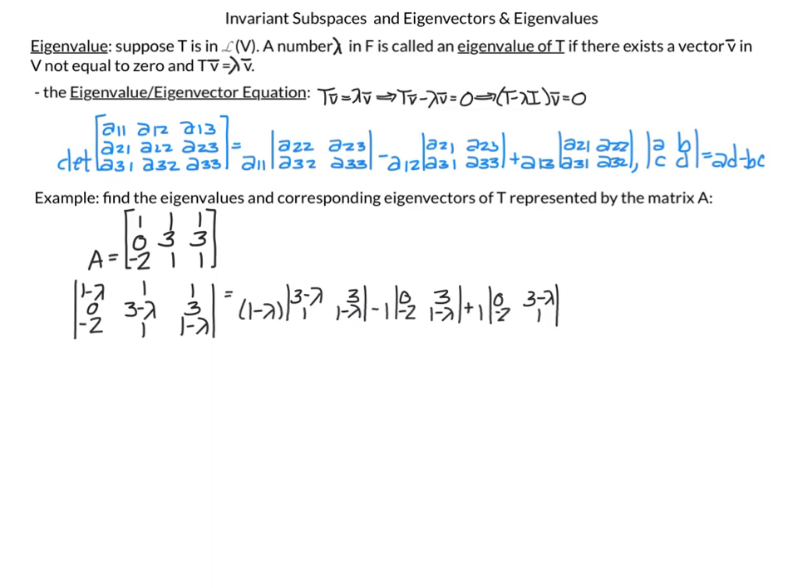Finally, I'm going to expand across the last element of the first row. So I take my last element of my first row and I cross out the rest of the first row and the rest of the column that it belongs in.